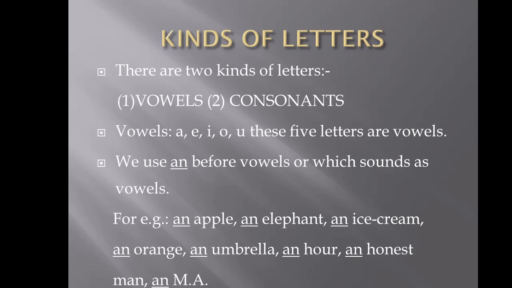For example, from A, an apple; E, an elephant; I, an ice cream; O, an orange; U, an umbrella. Next, an honest man. Even though here H is a consonant, it sounds as a vowel, where H is silent. Next, an MA. It sounds as 'em', with M sounding as a vowel, so we keep an before MA.